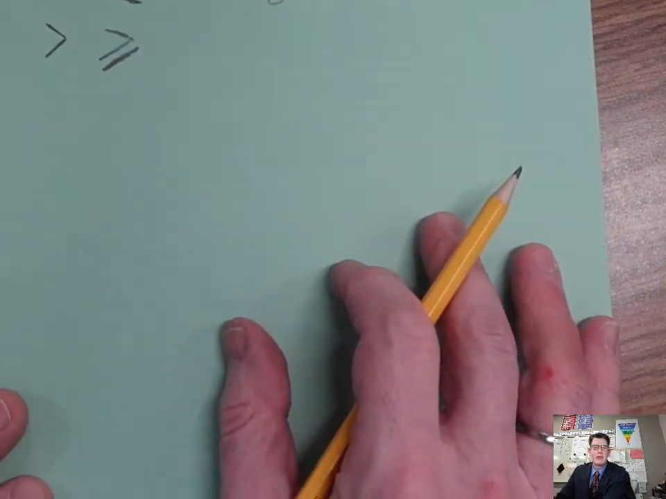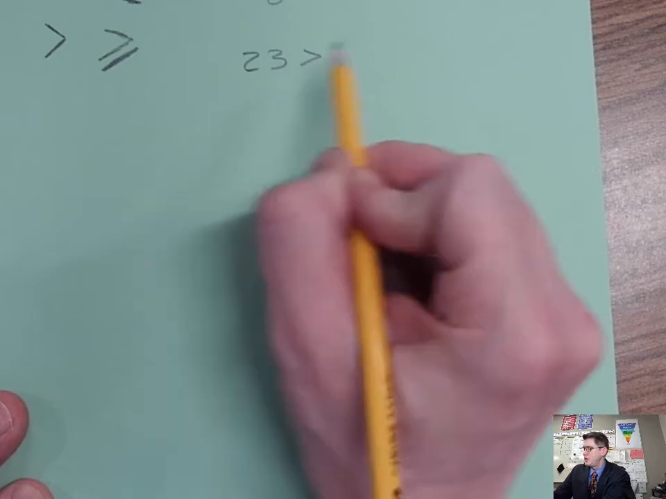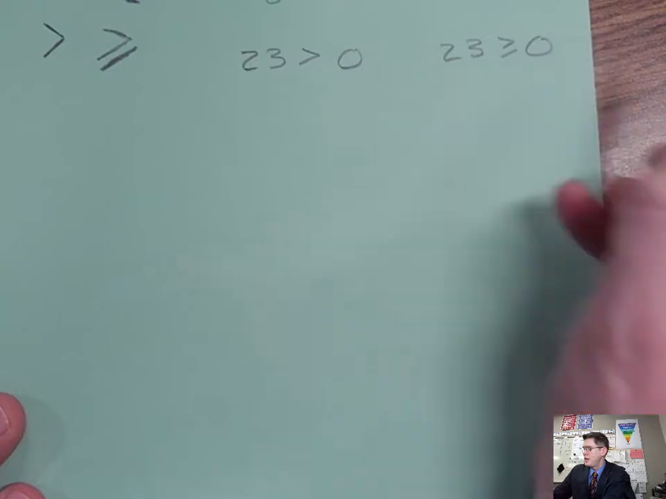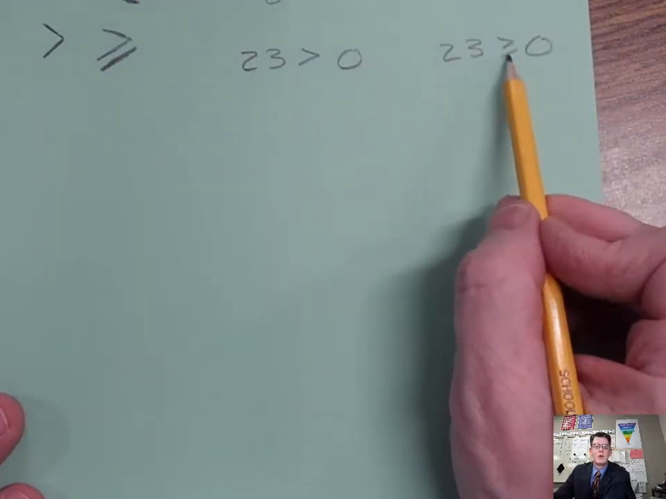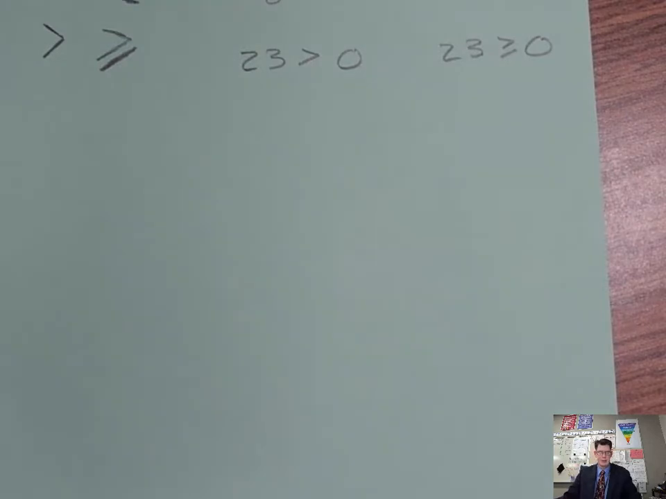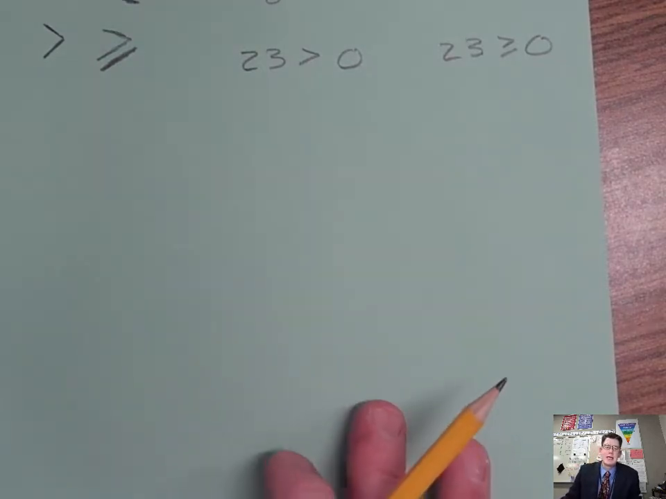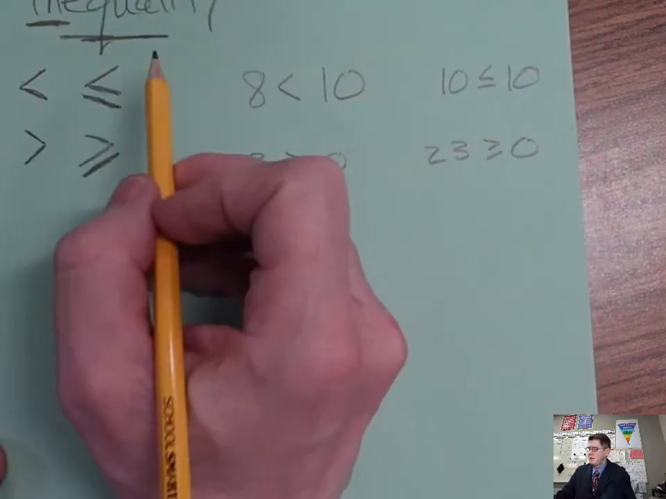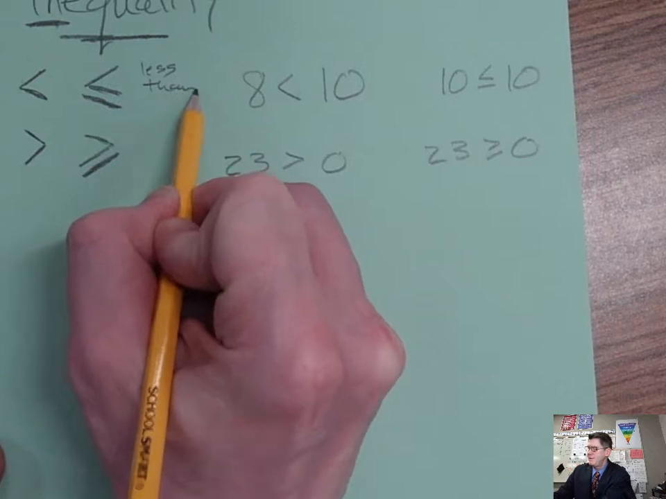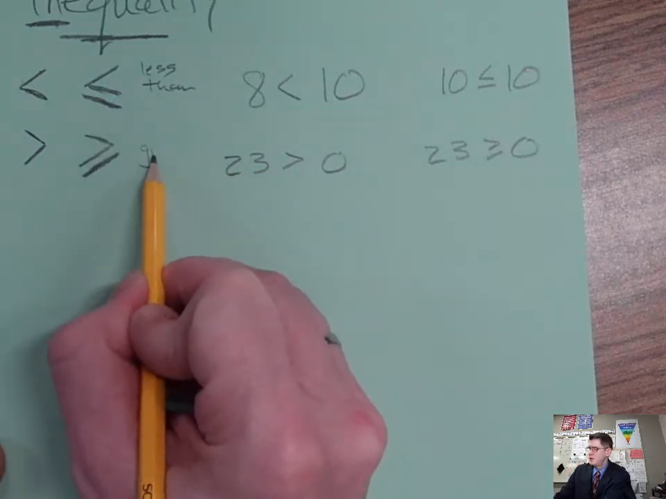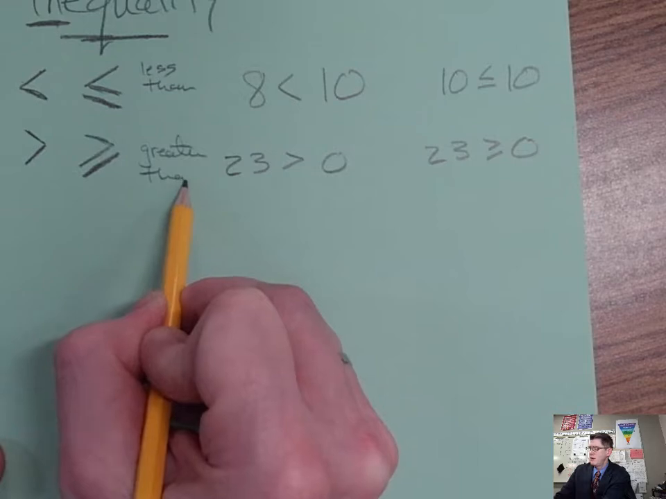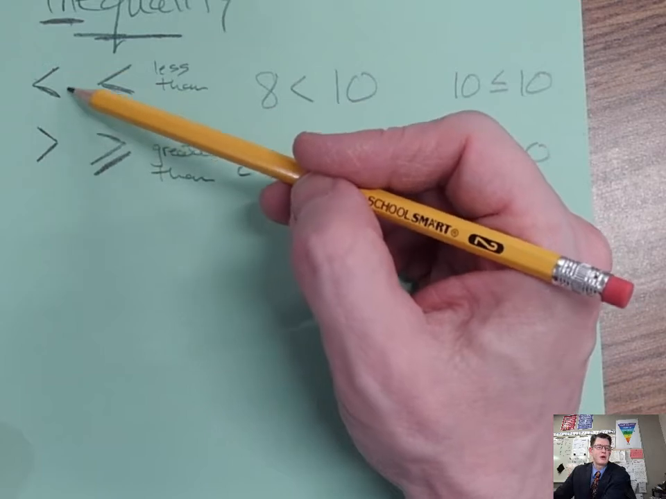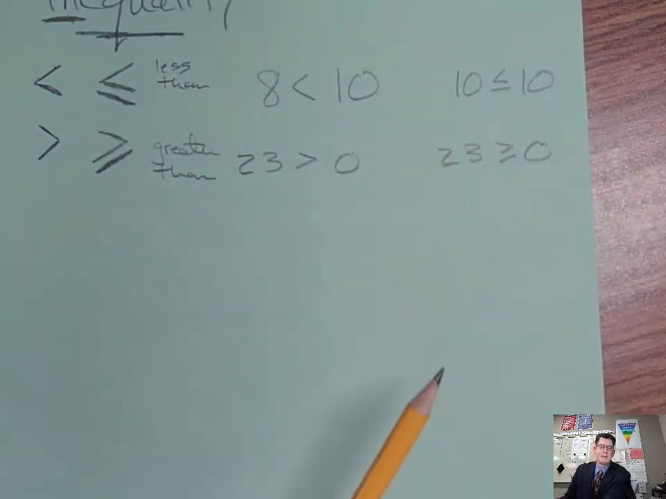And then right here as well, if we have 23 is greater than 0, or is 23 greater than or equal to 0? Yes, it is. Is it greater than or equal to? Yes, it is. It takes memorization. Take time and spend time memorizing what these signs mean. This sign means less than or equal to, and this one is greater than or equal to. I like having students memorize that the biggest part goes towards the biggest entity.